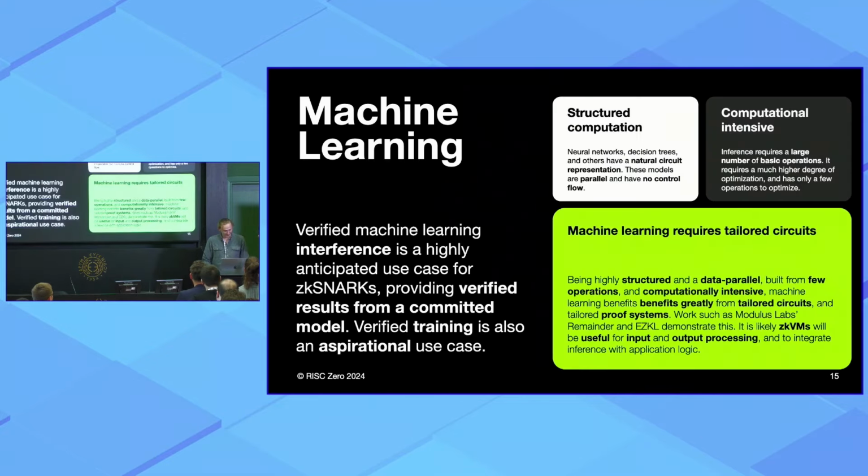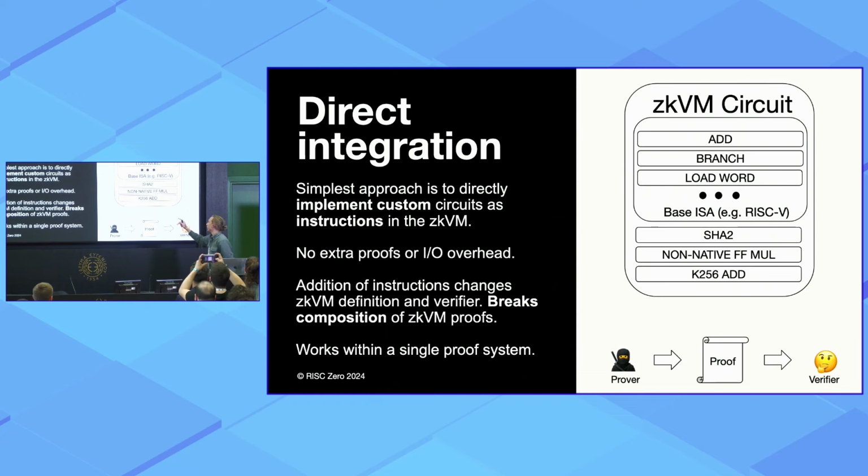So now we talk about some examples. Let's talk about how you might actually implement this composition between circuits and programs. The first and most obvious approach is direct integration. You build your base ISA, so RISC-V, MIPS, EVM, whatever you want, and then you also add instructions for, let's say, SHA-2 or non-native field multiplication or K26 add, and those become extra instructions that live inside of your ISA.